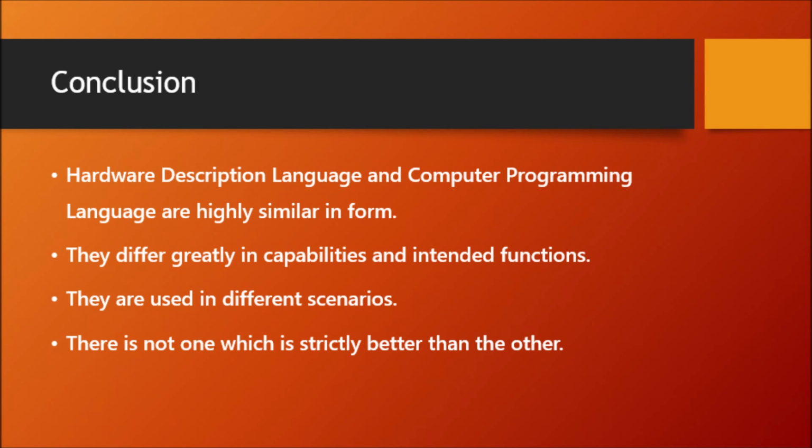In conclusion, hardware description languages and computer programming languages are highly similar in form, but differ greatly in their capabilities and intended functions. Hardware description languages are very important as many things we use nowadays have embedded electronic systems, which all need to be designed, and hardware description language is the best way to do so, while computer programming language is needed to create the software that will be used by computers, which are all around us as well. So in conclusion, they are both equally important.